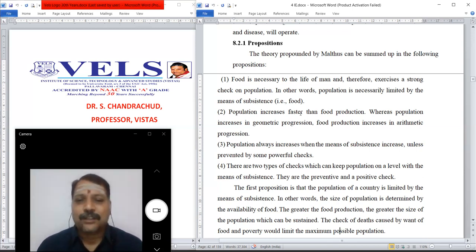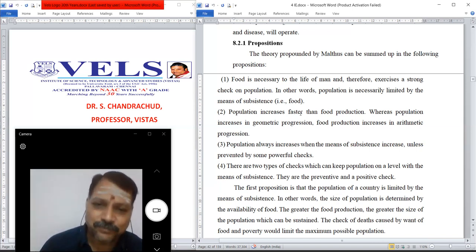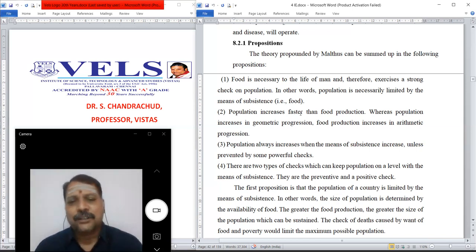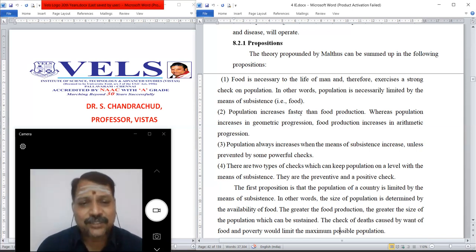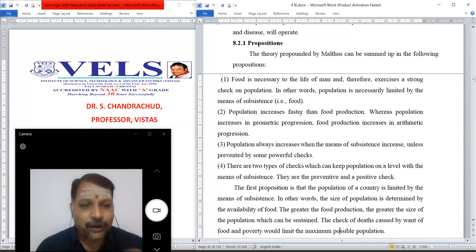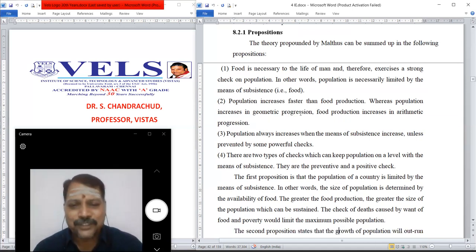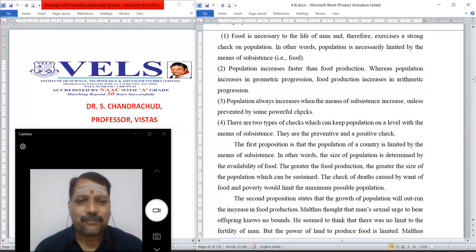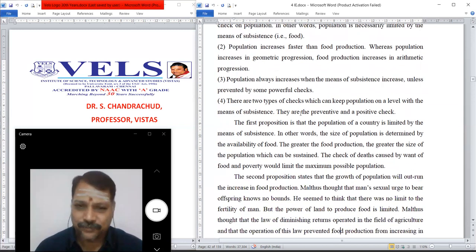The second one is that population increases faster than food production: population increases in a geometric progression, but food production increases in an arithmetic progression. The third proposition is that population always increases when means of subsistence increase unless prevented by some powerful check. The last proposition is that there are two types of checks which can keep the population on a level with the means of subsistence. They are called preventive check and positive check.